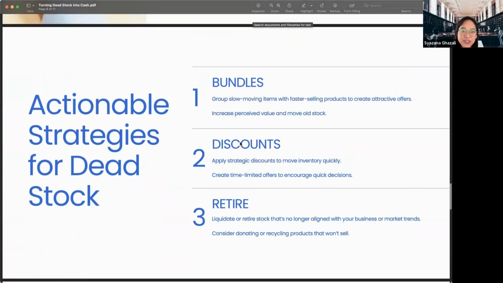So just now, what I was talking about were all the issues that you are having. Now, what are we going to do about it, and what can you do with all this slow moving, fast moving data? Now you have all this data in your hands. So what's next, right? These are the actionable strategies for your dead stock. First is for you to do bundles. OneCart has this bundle function.